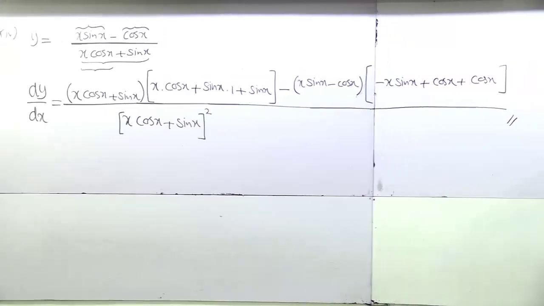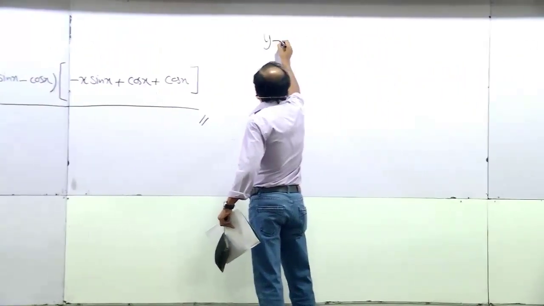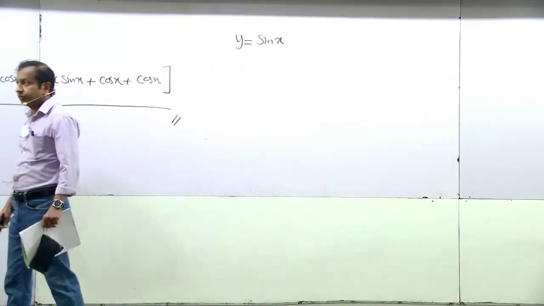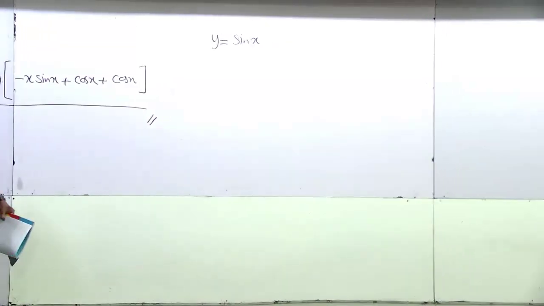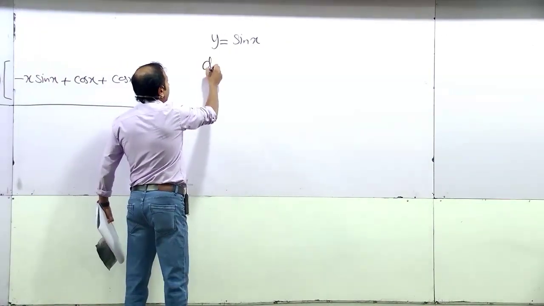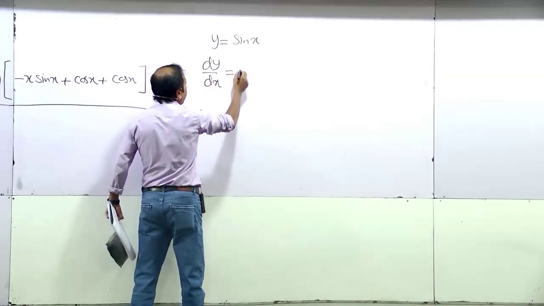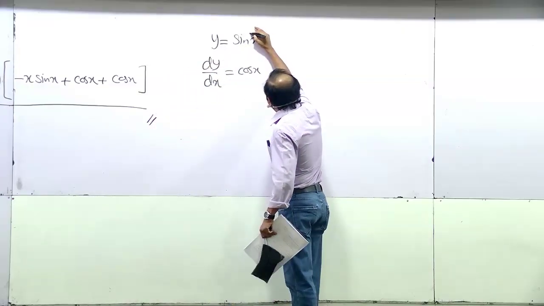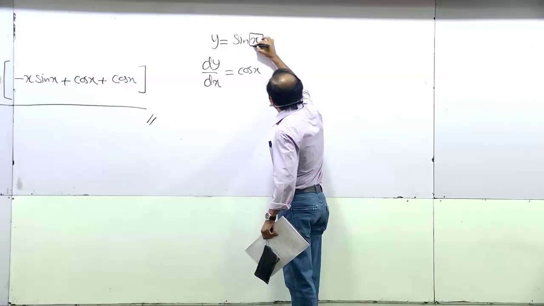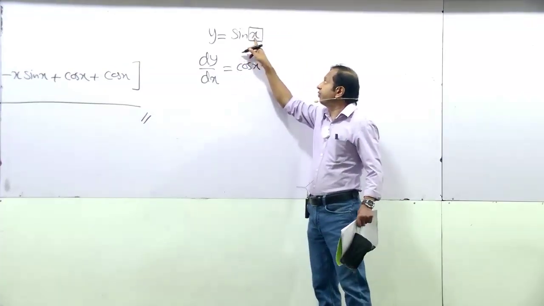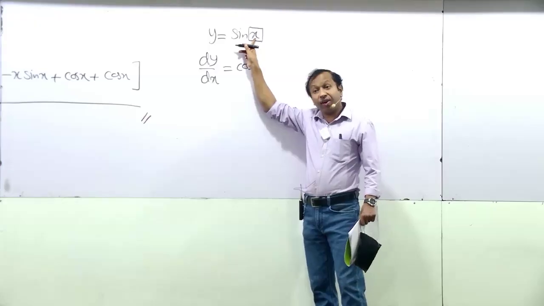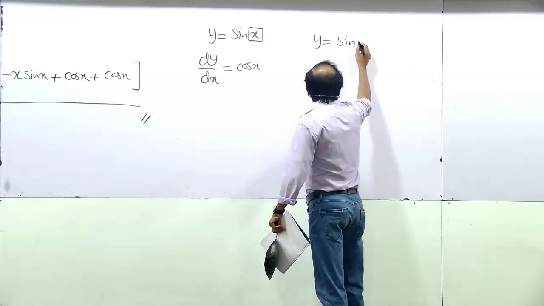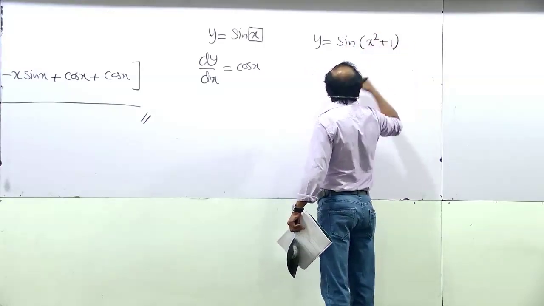Okay, now see here. We are given a function like this: y equals sin x. You know how to find dy by dx here: cos x. That means after sin we have only x. Now suppose in place of this x we have a function in x, not just x. Something like this we have now.